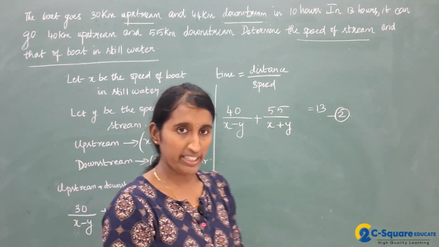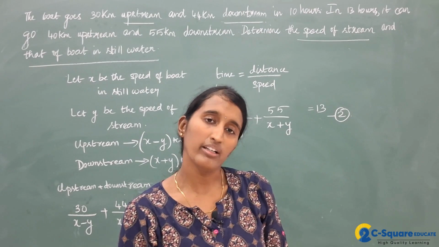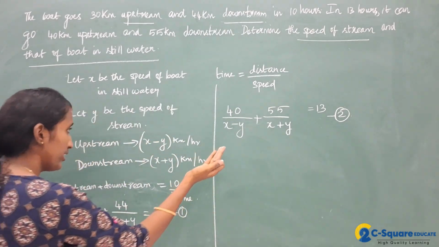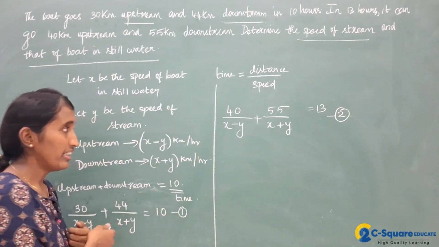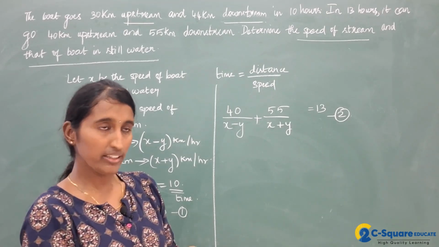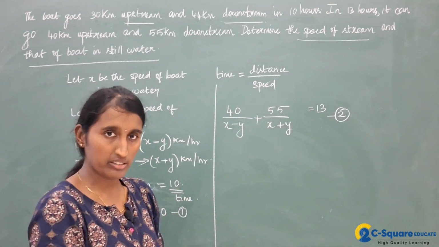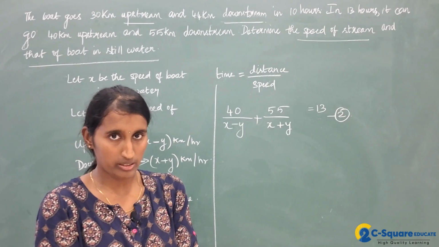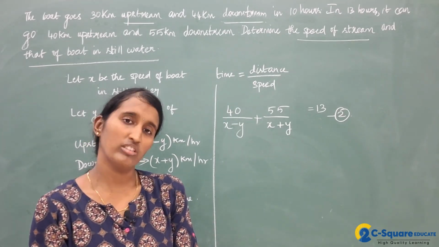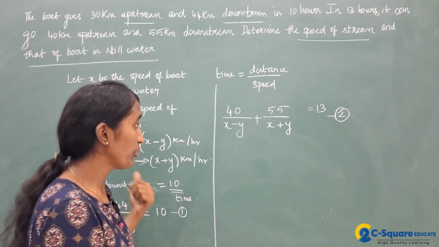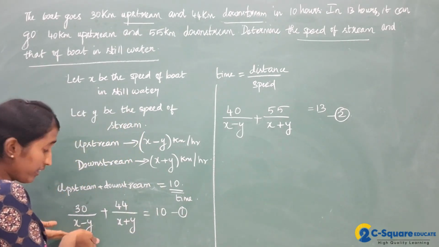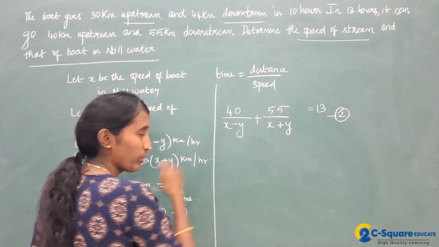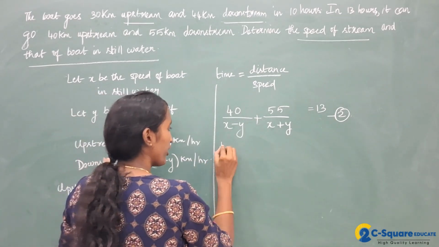Now we are going to use either the substitution or elimination method to find the unknowns. If you see these two equations, they are not linear, since the variables are in the denominators. So what would we do? We need to convert them into linear form first, and then you can choose either elimination or substitution to solve them. If you see the denominators, here x minus y, here also x minus y, and here x plus y and x plus y. So what we do usually is assign them.